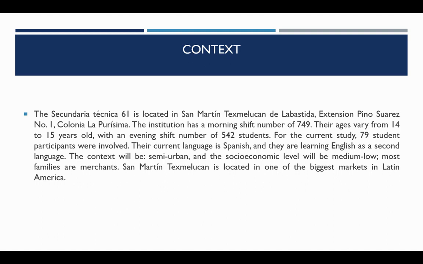Okay, I'll talk a little bit about the context. In this case, this intervention will take place in the Secundaria Técnica 61, which is located in San Martín Texmelucan de la Bastida. The colonia is named La Purísima. The institution has a morning shift with 749 students. Their ages vary from 14 to 15 years old, with an evening shift of 542 students. For the current study, 79 student participants were involved. Their native language is Spanish, and they are learning English as a second language.